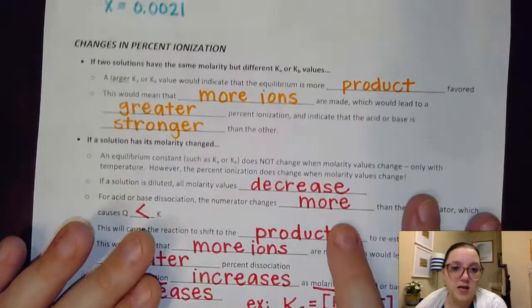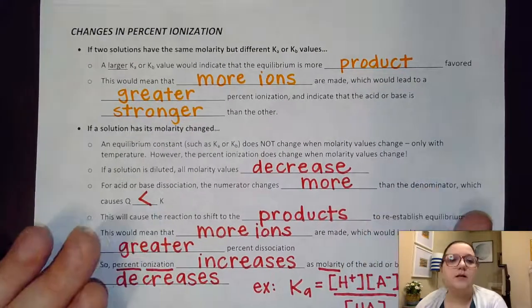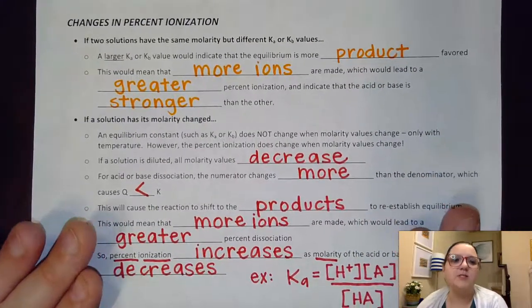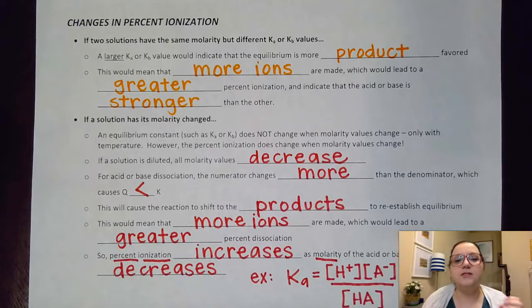Now, let's talk about changes in percent ionization for just a moment. So first off, let's think about the situation where we have two solutions that have the same exact molarity, maybe two acids that are both 1.0 molar, but they have different Ka or Kb values from each other. So maybe one of the acids has a larger Ka than the other one. Think about what a larger Ka value would mean. That would mean that a little bit more of that is becoming product than the other substance. So in that particular substance, the equilibrium is a little bit more product favored.